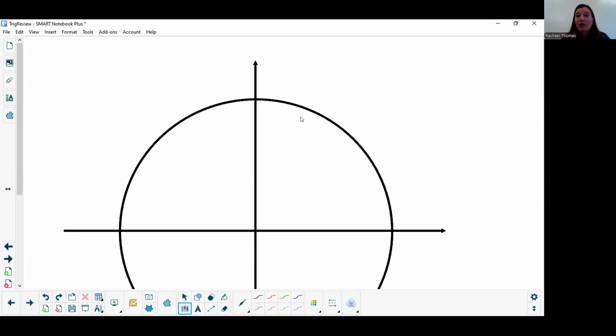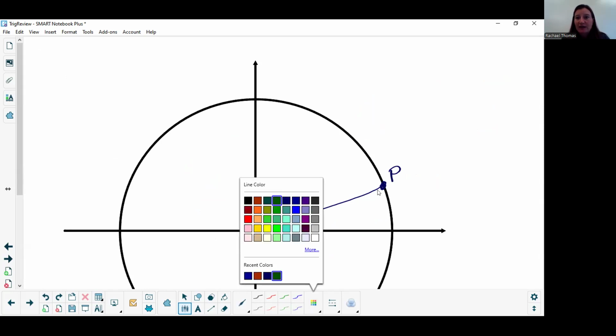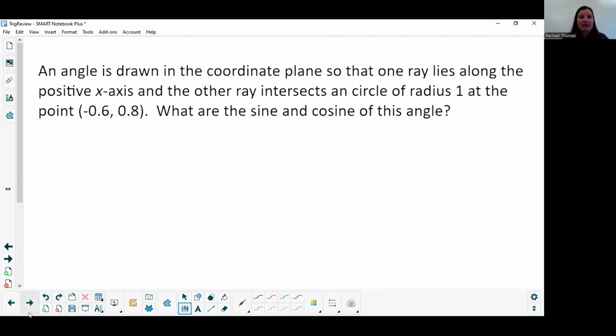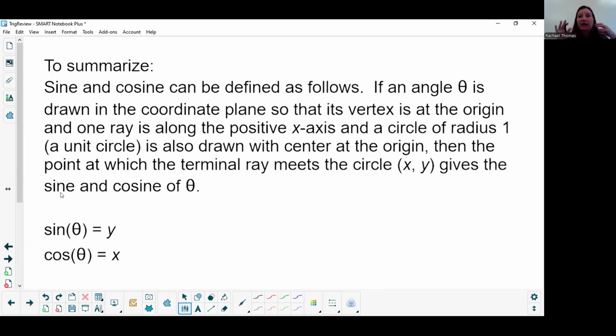So here on the unit circle, if I had any point, let's just say this point was over here, and I did the same thing, and again, I didn't know a special angle. Let's say it was 10 degrees. I'm going to point out here that in my triangle, y, x, 1, the sine of 10 degrees would be y/1, which is y, and the cosine of 10 degrees, adjacent over hypotenuse, would be x/1, which is x.